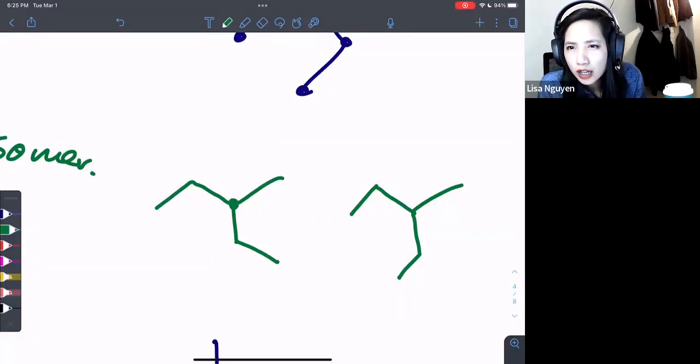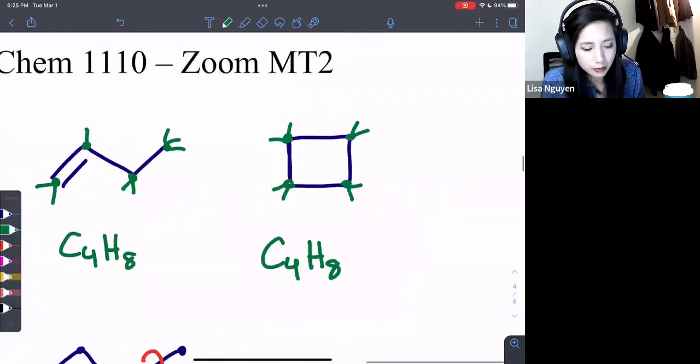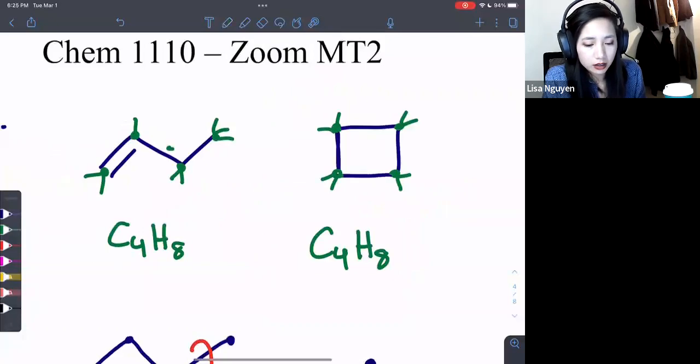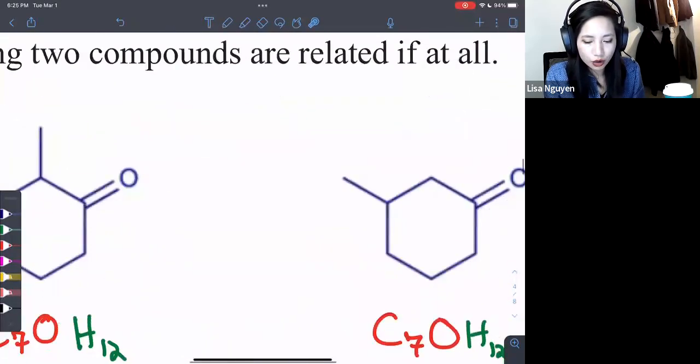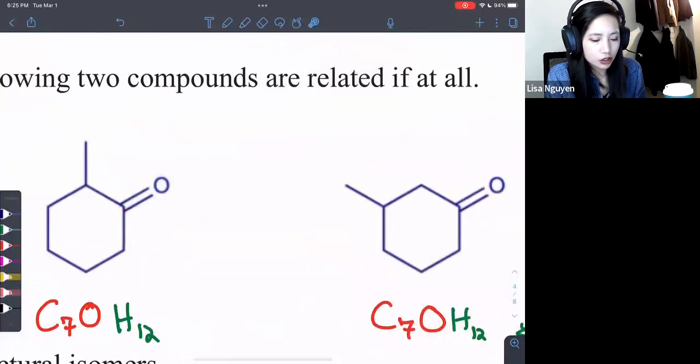But for structural isomers, they will never have the same name. Structural isomers will not have the same name. So for these ones, we didn't name alkenes, but this is an alkene, and this is a cyclobutane. These will not have the same name. These are structural isomers. These two molecules also don't have the same name because these two substituents are 1,2, and this one would be 1,3. So they're different names. Conformational isomers will always have the same name. Okay, does that clarify it?